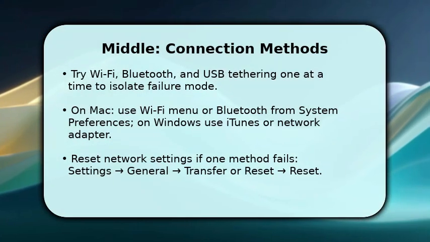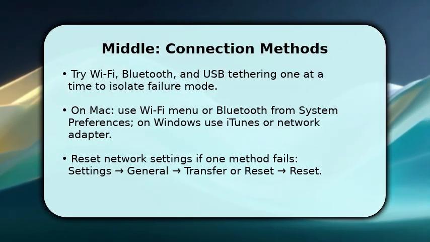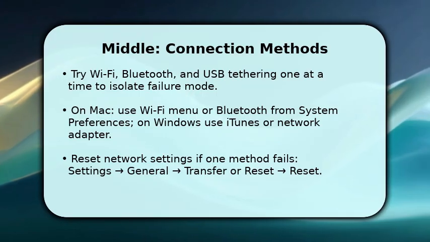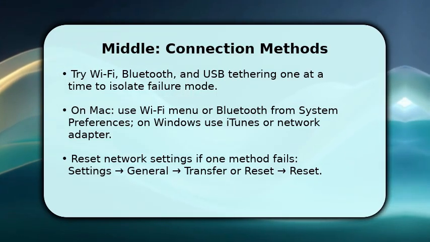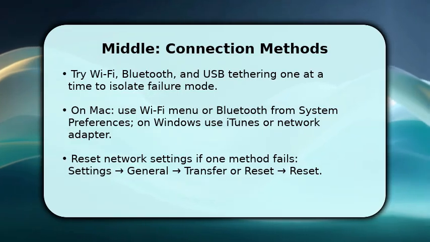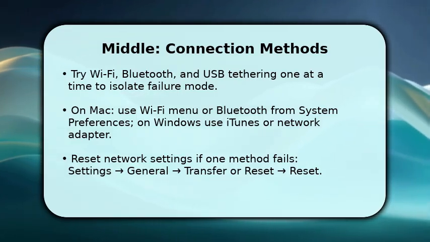Next, test each tethering method to find where the problem lies. Try Wi-Fi first because it's simplest. If that fails, pair devices via Bluetooth and attempt tethering. Finally, test USB with a Lightning cable to confirm physical link.